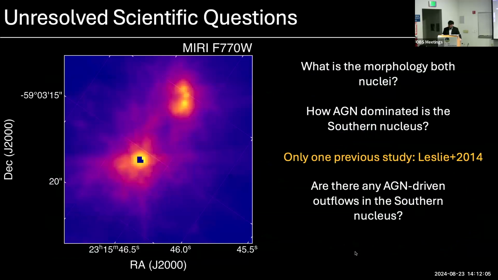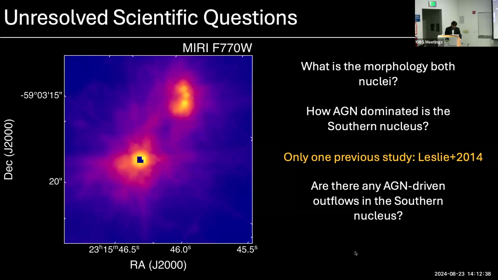This brings us to some of the unresolved questions that face this galaxy in particular. With the improved spatial resolution, as well as the improved spectral resolution, a natural question to ask is what exactly is the morphology of both of the nuclei. What features are present there? What do they look like? And what parts of the galaxy are they present in? The second question is to probe how AGN dominated the second nucleus is.